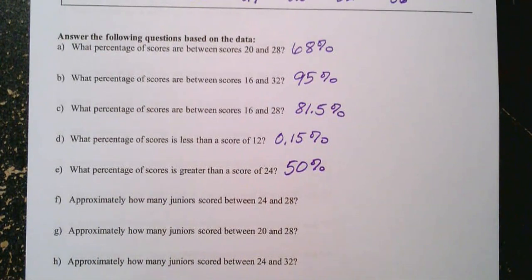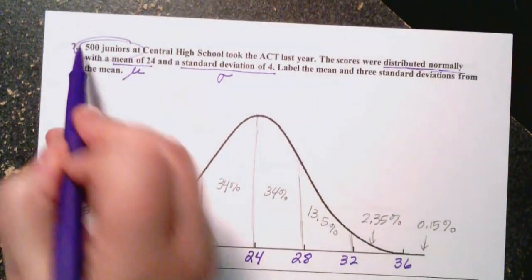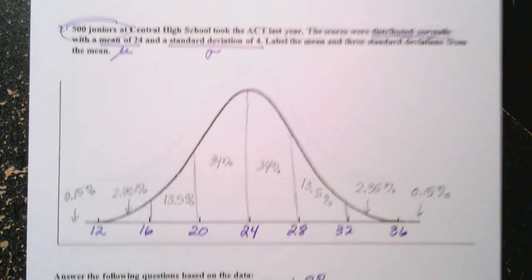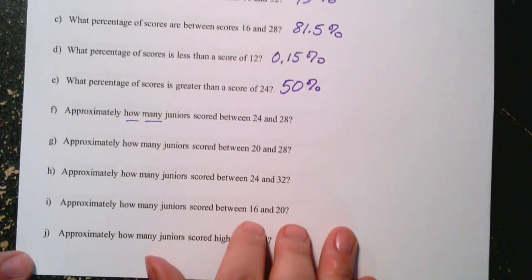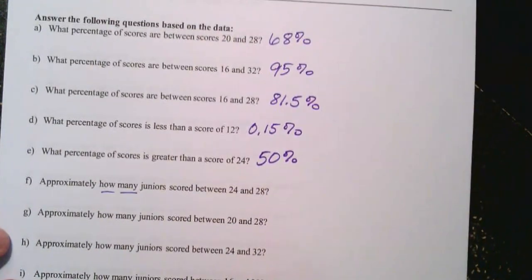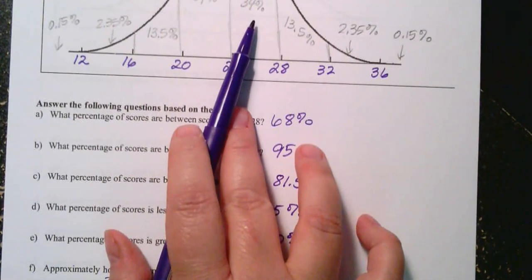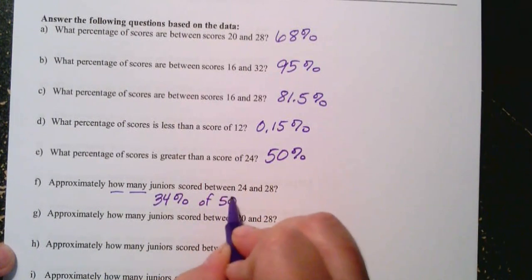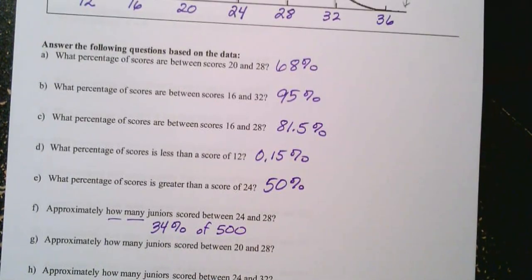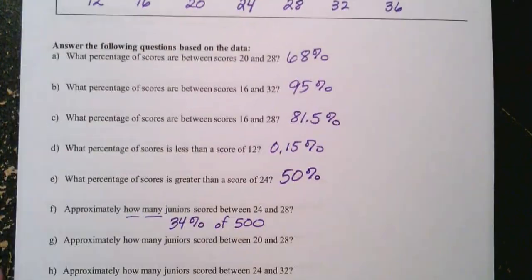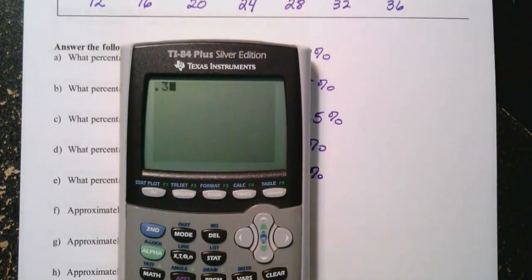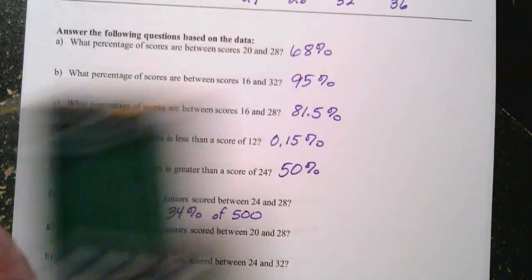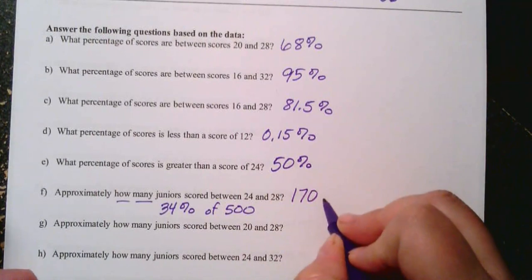Now we get into the how many questions. How many means I need to take those percents and then actually figure out that percent of 500, because this whole distribution is representing 500 students. So between 24 and 28 on my picture, I've got 34%. So I need 34% of 500. I'm going to figure out where I just laid my calculator. Oh, here we go. And type in 0.34 times 500, and I get 170 students, or juniors.